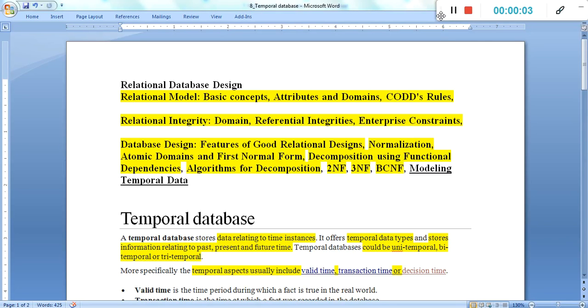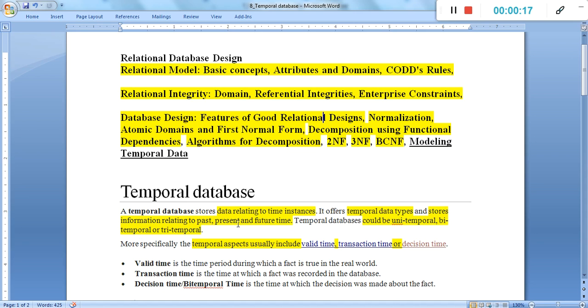Hello everyone. Now in this lecture we will learn about the next concept, which is modeling temporal data. What exactly is temporal data, or a temporal database? A temporal database stores data related to a time instant.